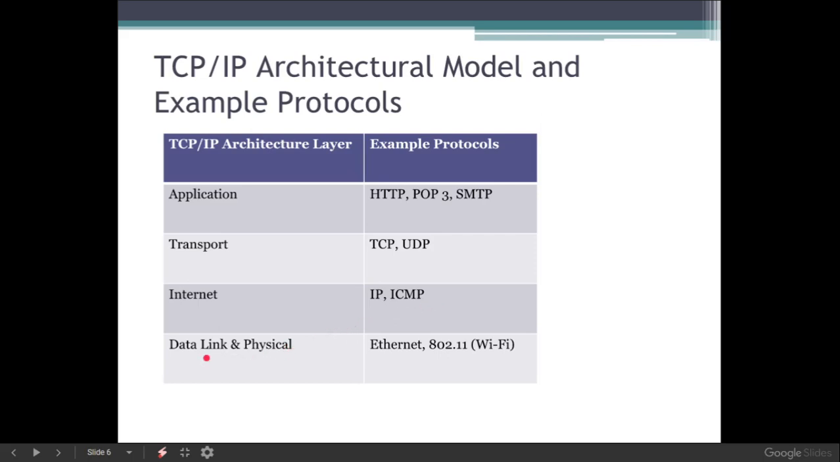Then we have the data link and physical layer. So at that layer, what we have is Ethernet and wireless. And so those two technologies exist at the data link layer.